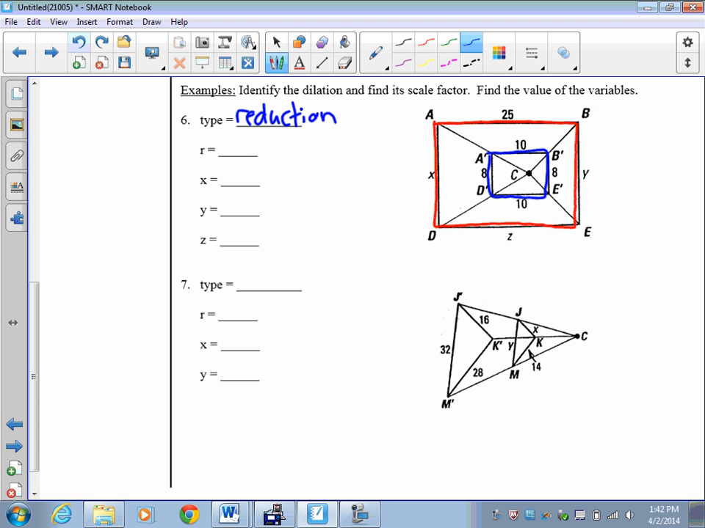So what is R equal to? We take the size of the image, 10, and we put it over the original. So I'm using these numbers here, 10 and 25. Whenever I simplify that, that's going to simplify to 2/5. So if I want to find x, that's out here, that's on the pre-image side, and it corresponds to 8. So since it's on the pre-image side, I need to multiply by the reciprocal. So it's going to be 8 times 5/2, which is going to be 20.